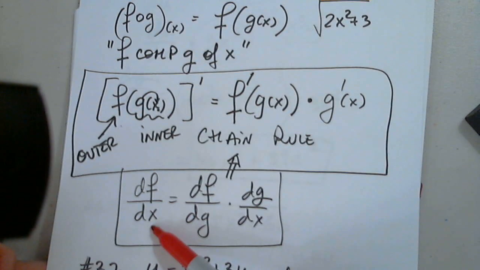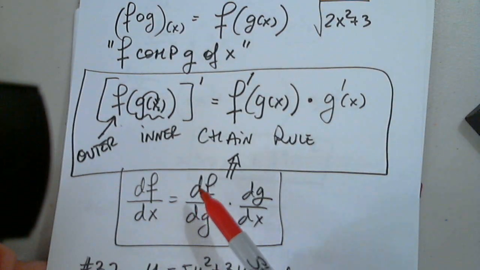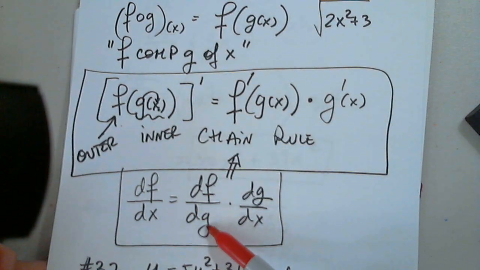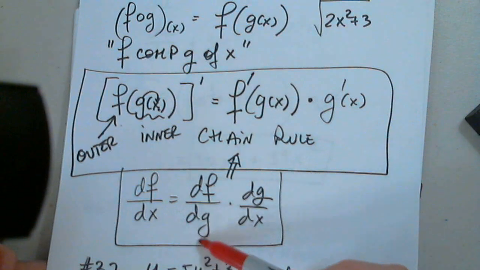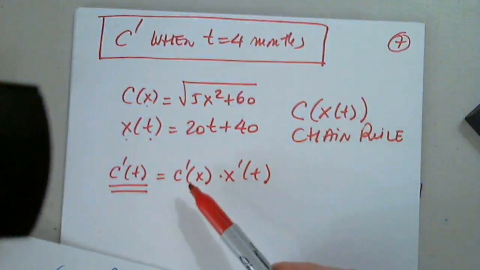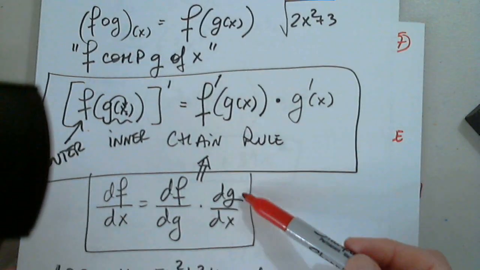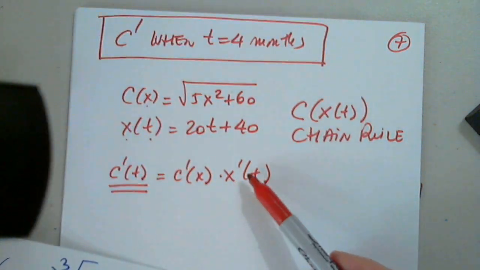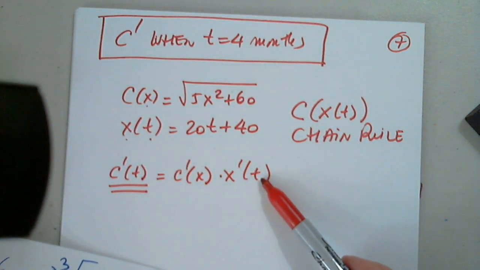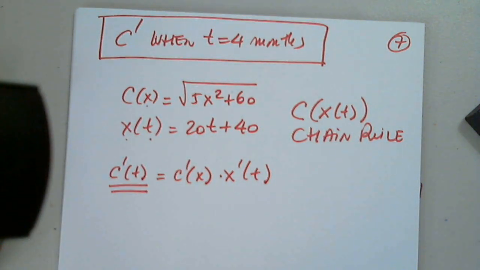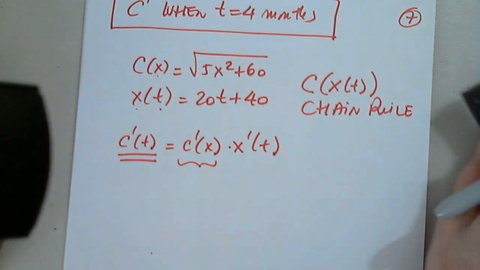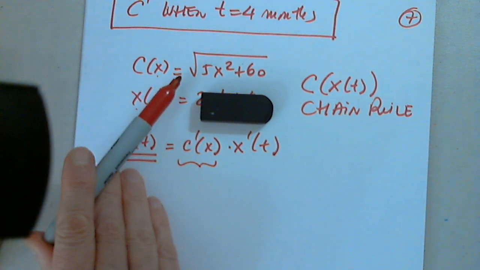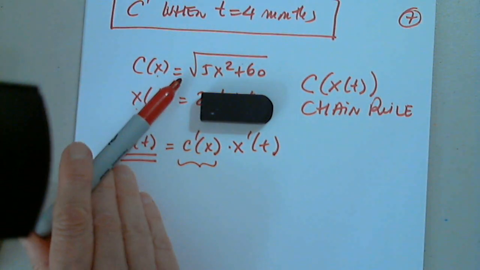C of t. So c of x, c prime of x, and x of t. So I need to determine this, which is c prime of x, and then I have to determine this, which is x prime of t. So, can anyone give us c prime of x? For this, we need the chain rule.